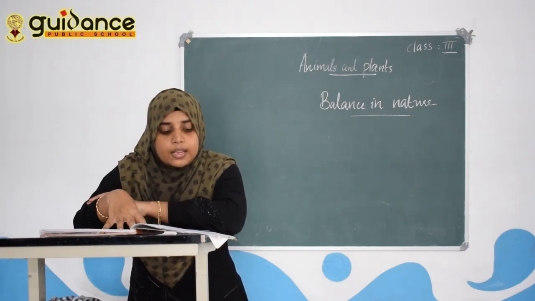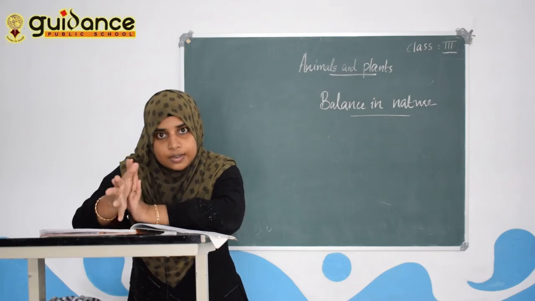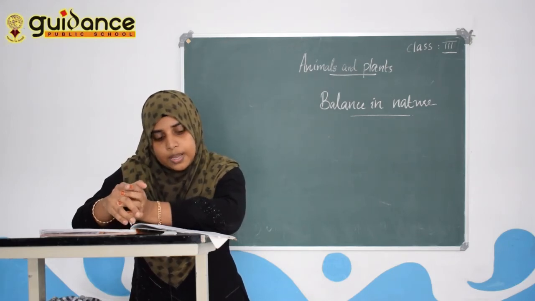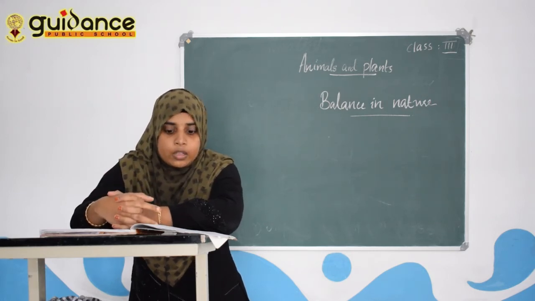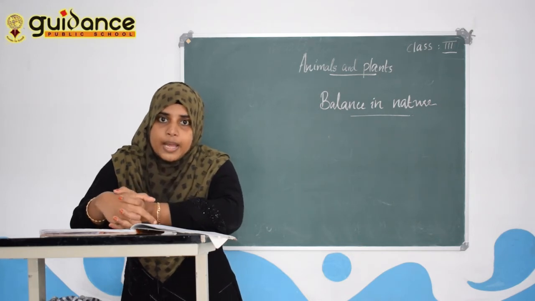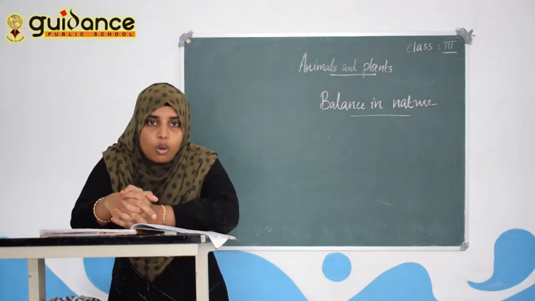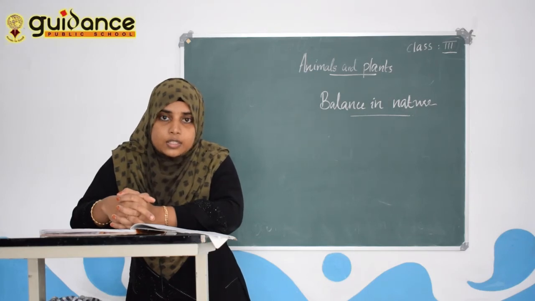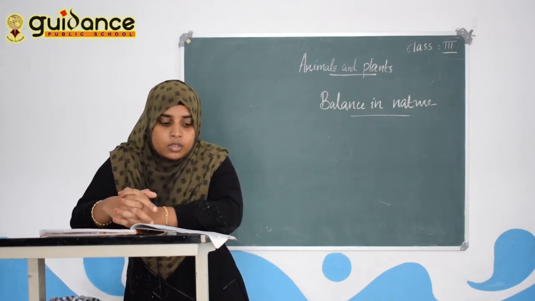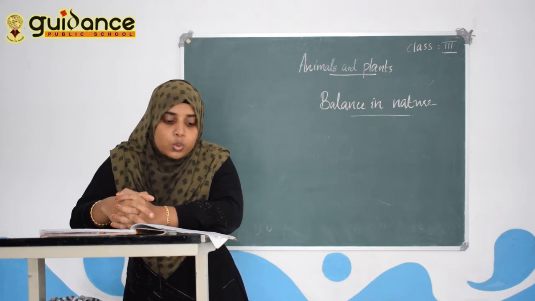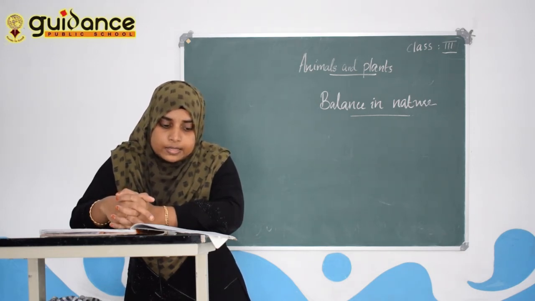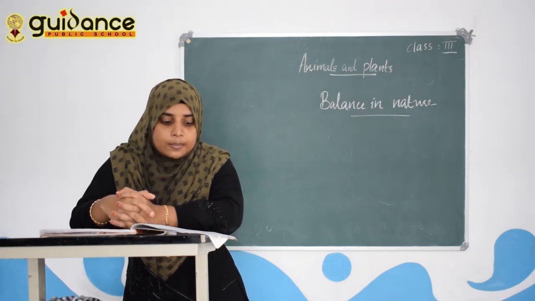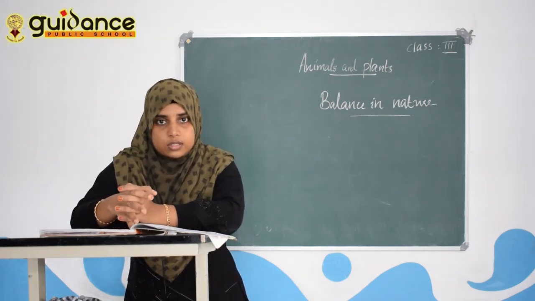Second one, it can make its own food in the presence of sunlight. Animals or plants? Yes, the answer is plants. Plants make their own food in the presence of sunlight. Third one, it breathes through its lungs. Animals or plants? The answer is animals. Animals breathe through lungs.